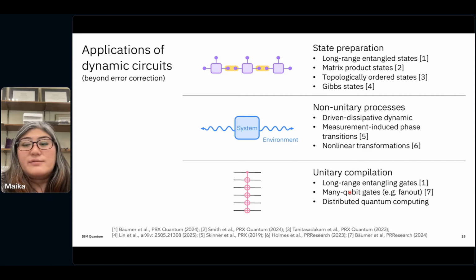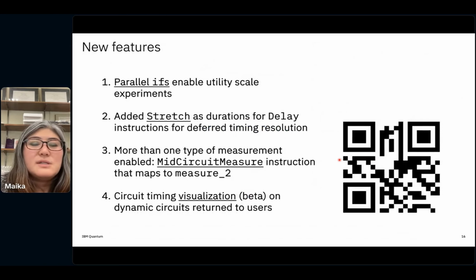For any dynamic circuits we write down, there's always an equivalent unitary circuit due to the principle of deferred measurement. And for many use cases, dynamic circuits do not appreciably reduce the gate count. Nonetheless, you could imagine using these dynamic circuits capabilities for many applications. So now, here are the new features: parallel ifs, stretch, mid-circuit measure, and a new visualization tool. This QR code would take you to the documentation.